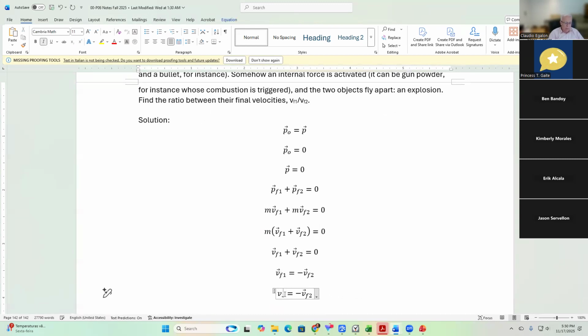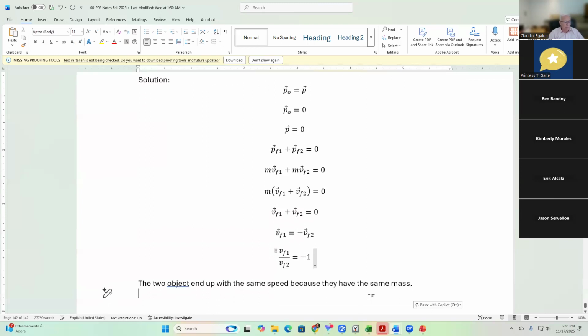I'll put it this way here, v_f1 over v_f2. Remember, we have to get the scalar division, not the vectorial division, right? Vectorial division is not accepted. Here you go. The two objects end up with the same speed because they have the same mass. If they had different masses, then the speed would be different.